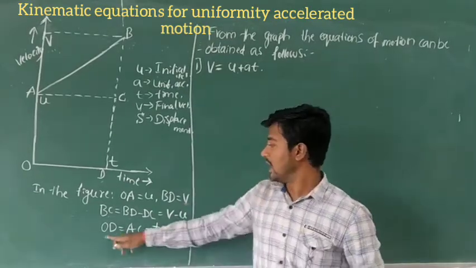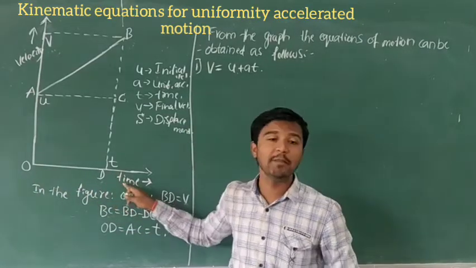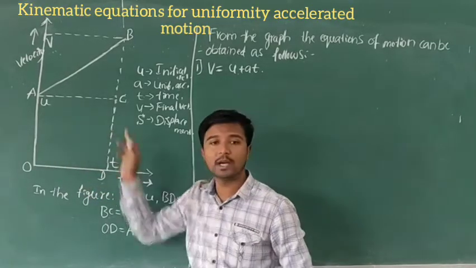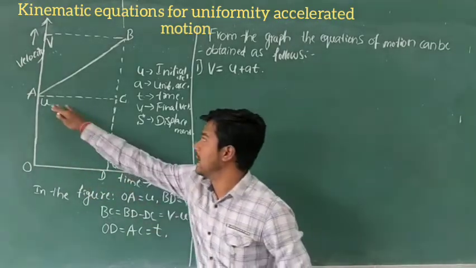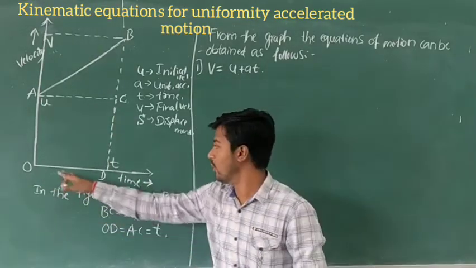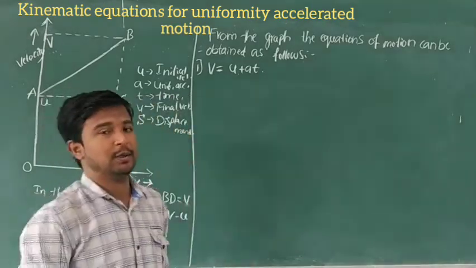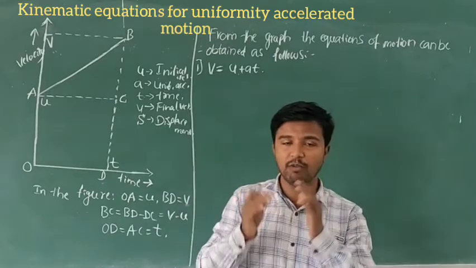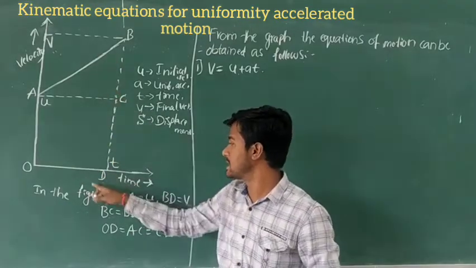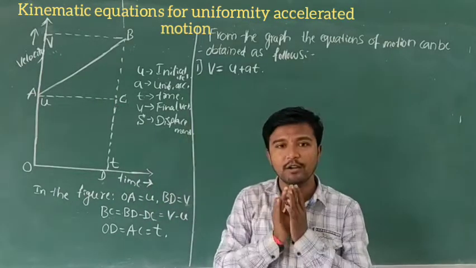So here OD represents the time interval. OD is parallel to AC. AC is also the time interval, and OD also indicates the time interval. That means OD is equal to AC, that is the time interval t. Apart from this, we use the velocity versus time graph, where velocity is the y-axis and the time interval is the x-axis, as shown in the figure.